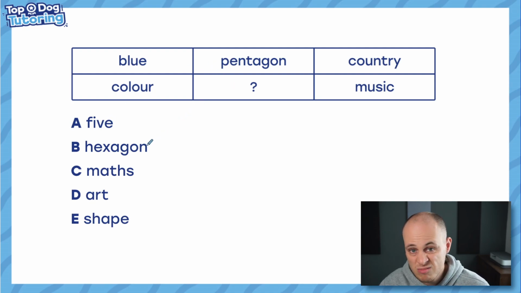Is it a type of hexagon? No, that's just another shape name. Is it a type of maths? Is not. You'll see the word pentagon a lot in maths, but it's not a type of maths. A type of art? No. A type of shape? Yes, that's the perfect definition.